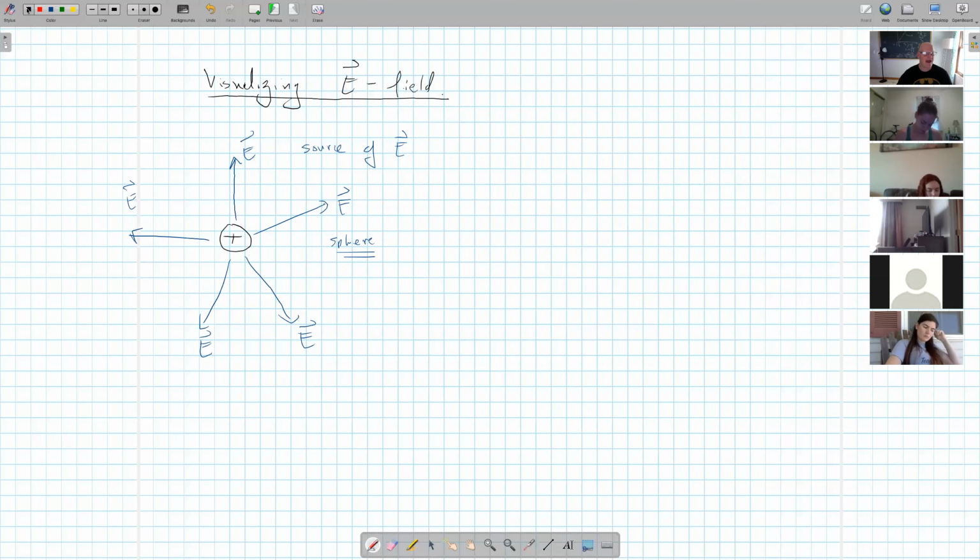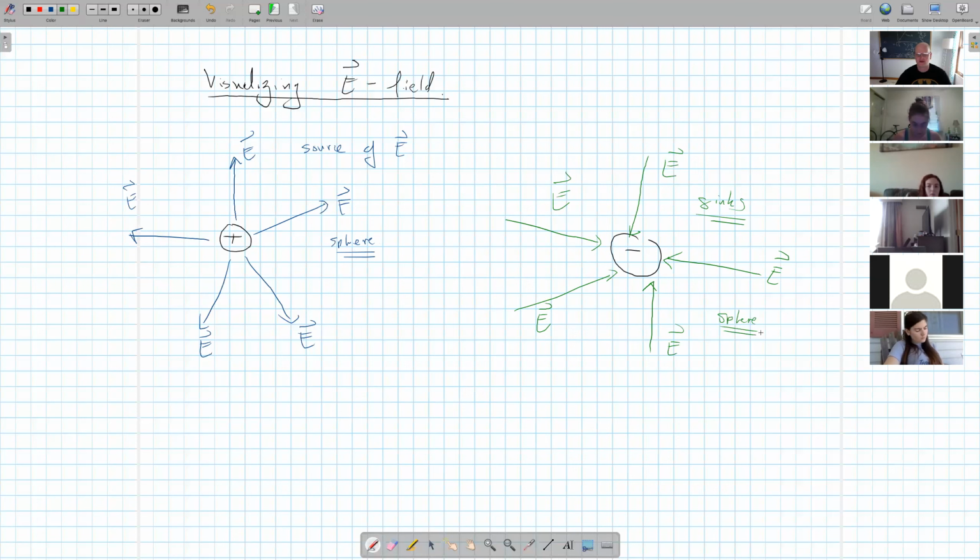Now, simultaneously, a negative charge we can think about then as a sink, right? So this is your sink, the drain, where all the electric field lines are going. So what happens in this case is that the electric field lines terminate on negative charges. All the electric field lines point radially inward towards this negative charge. Okay. So these act as sinks. And again, this is 3-dimensional, which means this is also spherical. This creates a sphere.